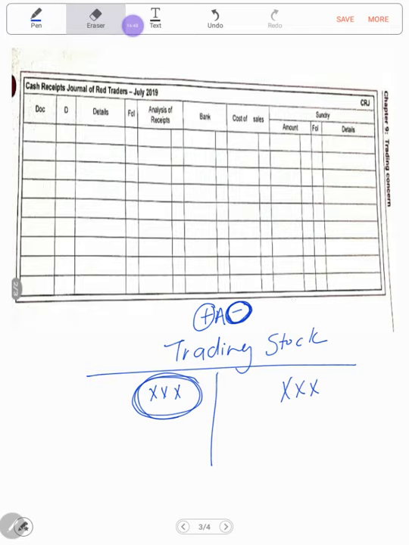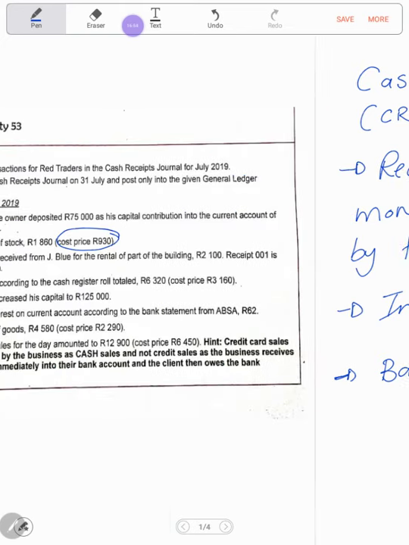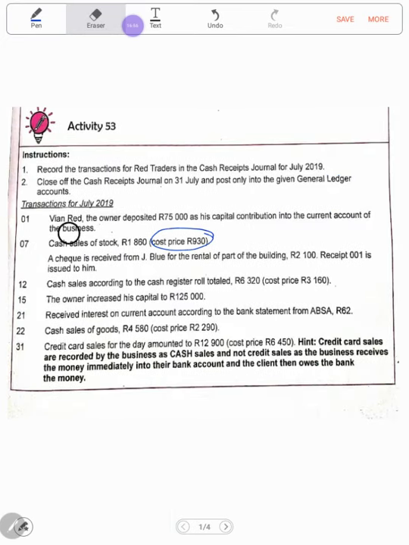Alright, so remember, we have sold stock in the transactions that they've given us. We had a number of cash sales that took place. Example, on the 7th we sold stock. On the 12th we sold stock. And on the 22nd we sold stock, as well as the 31st. But remember, when we transact into the trading stock account, I'm only interested in the amount that the business purchased the stock for. Remember, that will be cost of sales.